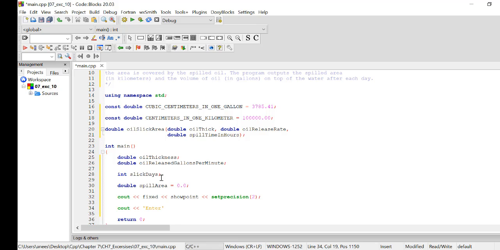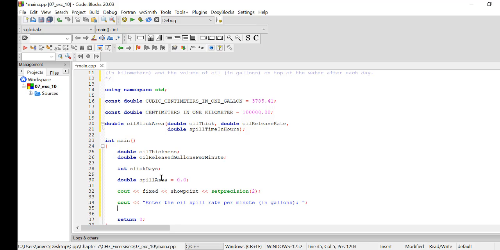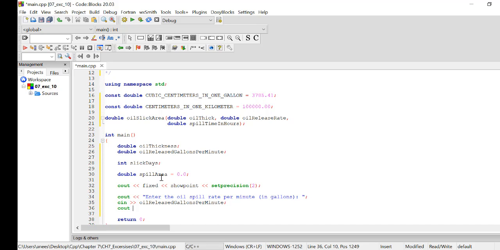Now you can see cout, enter the oil spill rate per minute in gallons. cin, oil released gallons per minute, cout, endl.